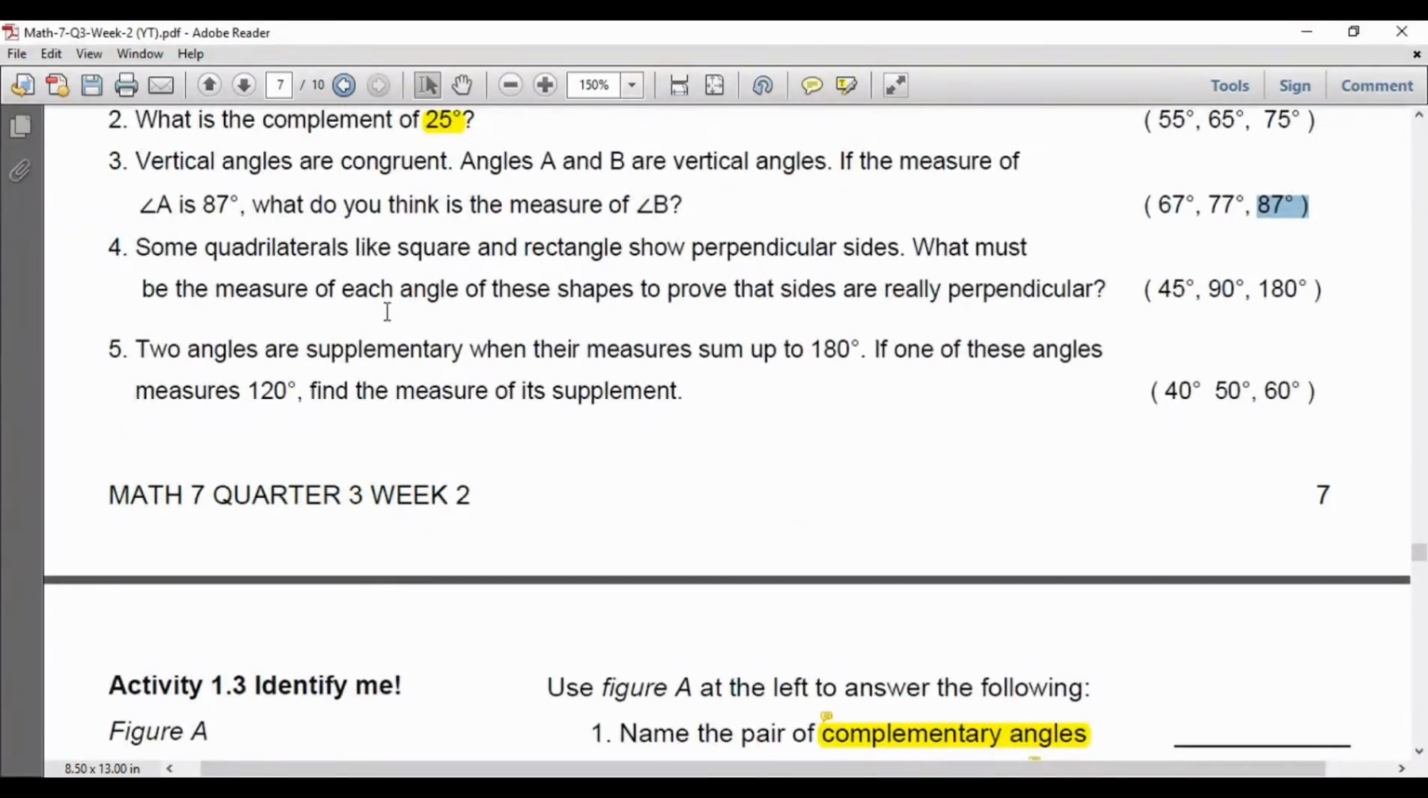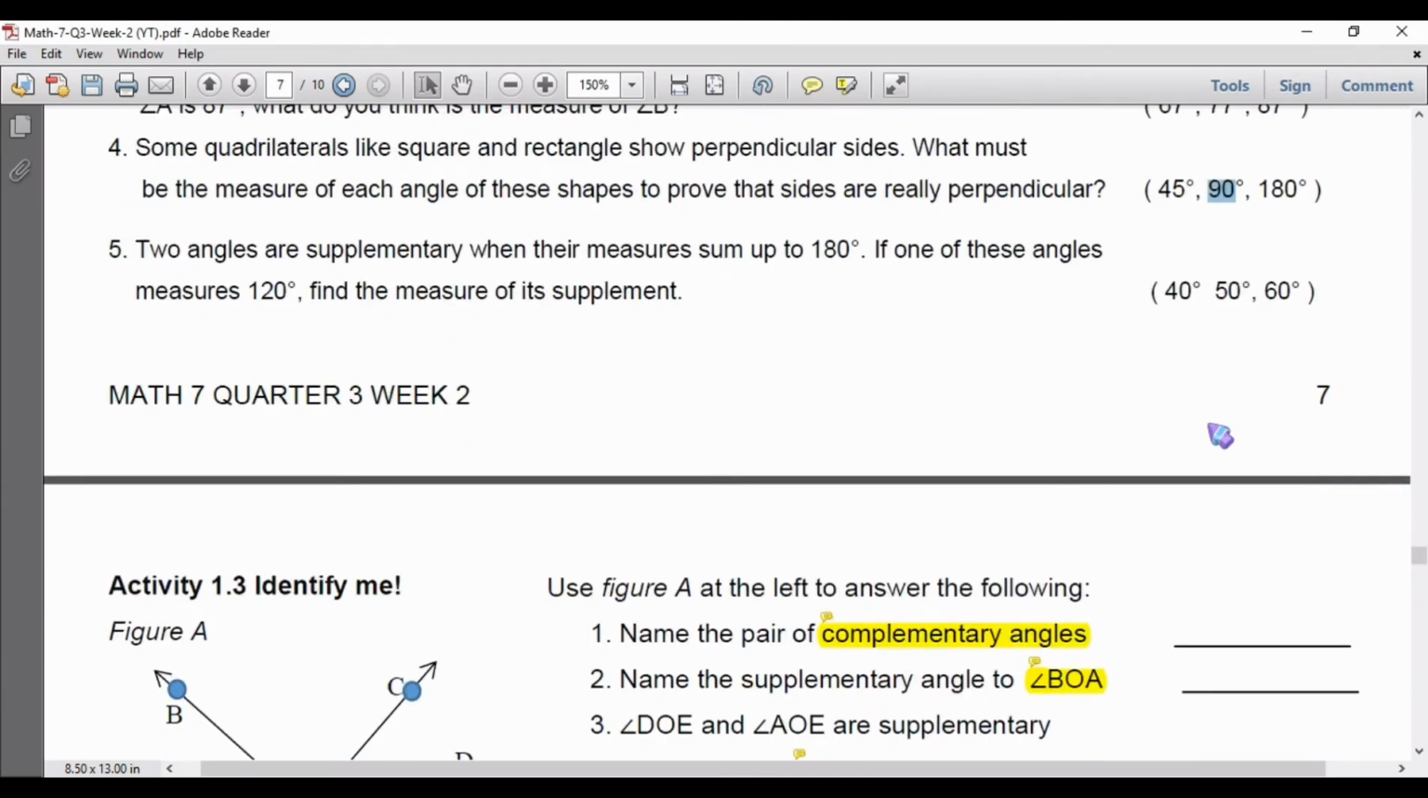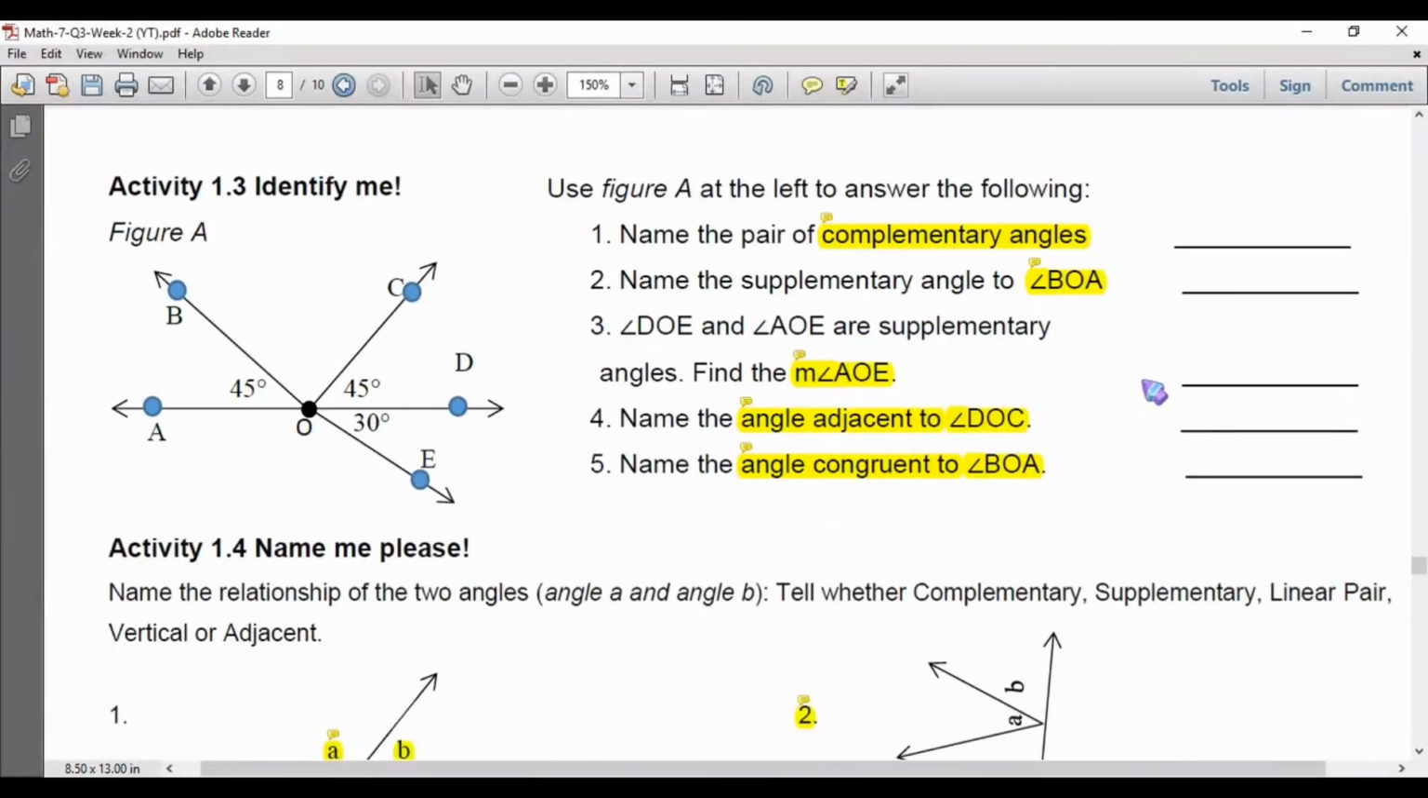Okay. So, some quadrilaterals like squares and rectangles show perpendicular sides. What must be the measure of the angles of these shapes to prove the sides are really perpendicular? Ano nga ba yun para maging perpendicular? Okay. Two angles are supplementary when their measures sum up to 180 degrees. One of these angles measures 120. So, ano yung measure ng supplement niya? Para pag inadd natin, 120 plus yun, it's 180.